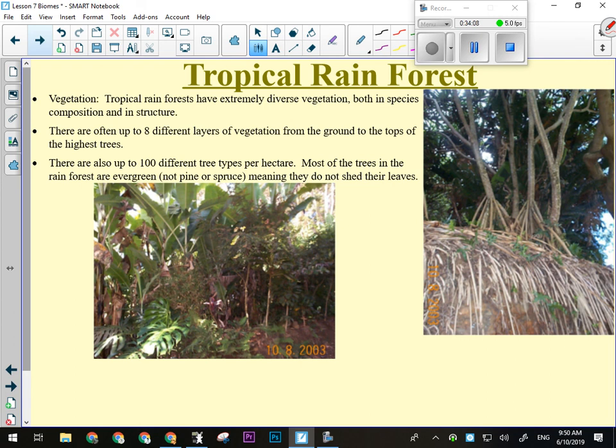So this is what the tropical rainforest looks like at ground level in a lot of places. What do you see? Yeah, plants. Lots of them. It's really easy to get turned around in the tropical rainforest because the undergrowth is so thick. It's not like a forest here where you can see between the trees for quite a ways. In the tropical rainforest, if you're not carrying a machete, you're going to get lost. And I tell you that from experience.